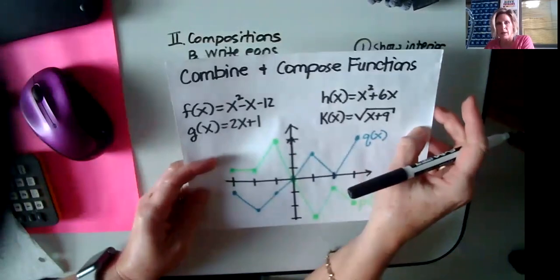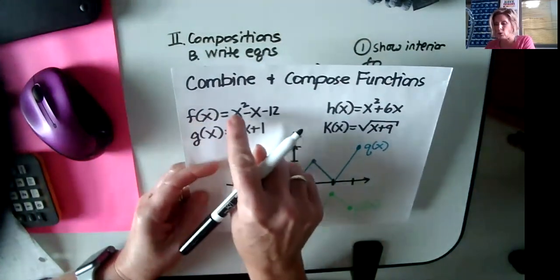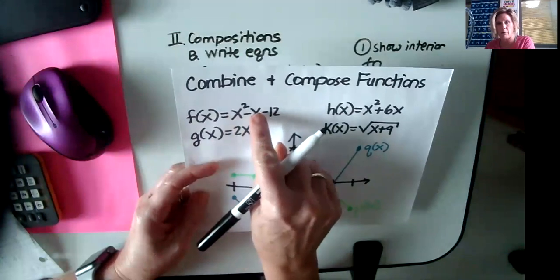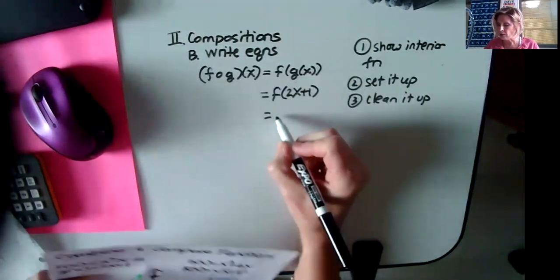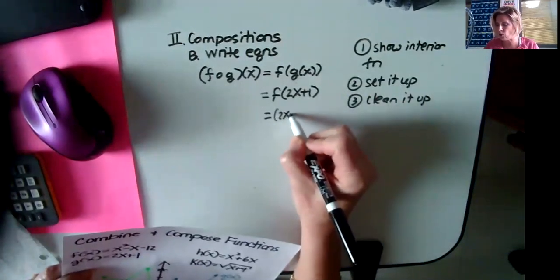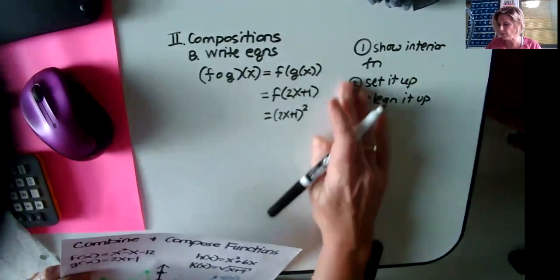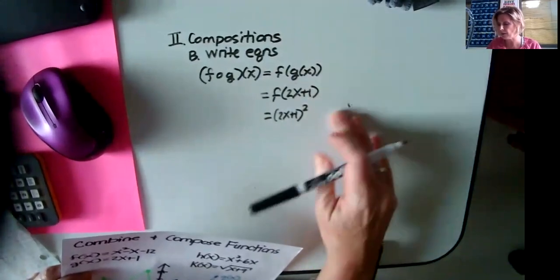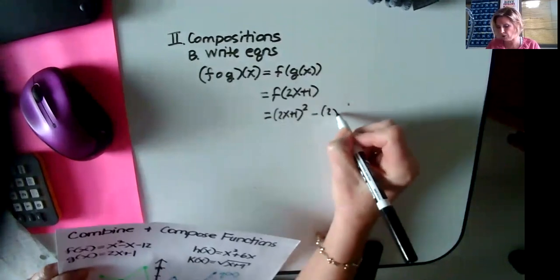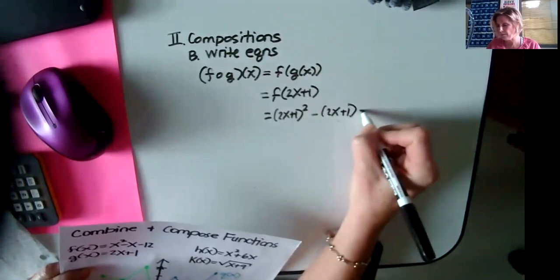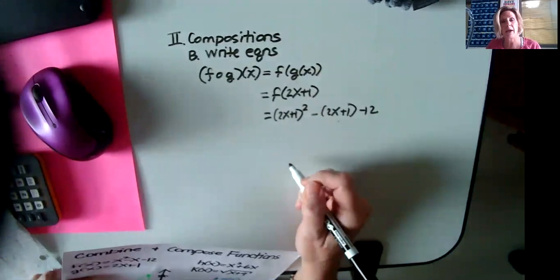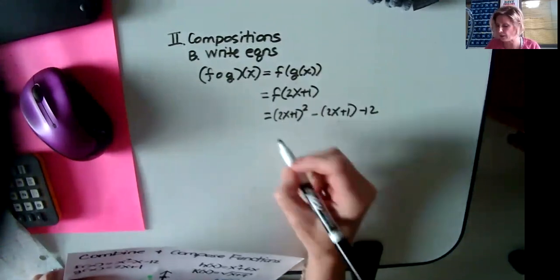So remember, f of whatever is going to be whatever squared minus whatever minus 12. So in this case, it's going to be whatever squared. I'm going to erase this. Minus whatever, minus 12. So now I've set it up, and now I'm going to clean it up.